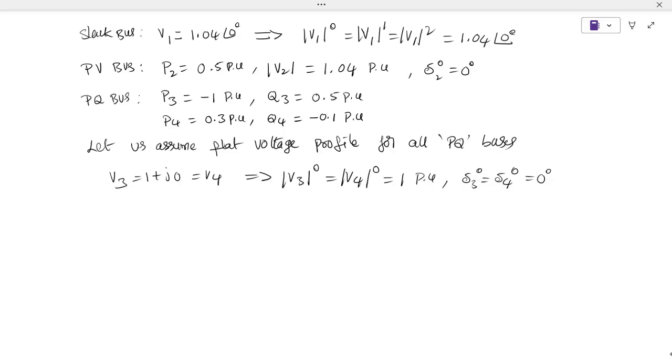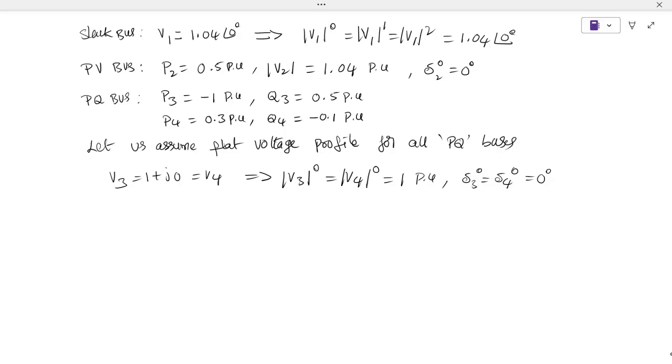Now as per the problem we need to calculate the reactive power at bus 2, that is the PV bus. In a PV bus, P and V are the specified values and Q and delta are the unknown values. We need to calculate them. First we will calculate the Q values as per the data given and assumptions. We know that the static load flow equations, real and reactive powers, we have already derived. So now from that we will take the Q equation.